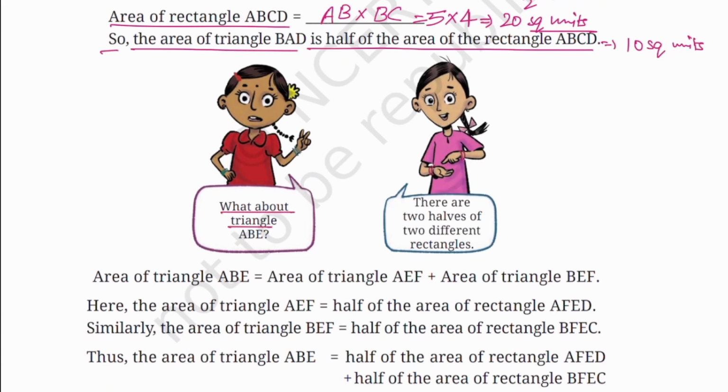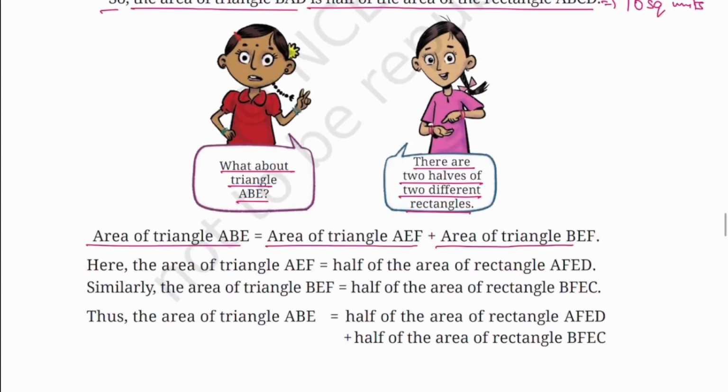What about triangle ABE? There are two halves of two different rectangles. Area of triangle ABE is equal to area of triangle AEF plus area of triangle BEF. Here, the area of triangle AEF is equal to half of the area of rectangle AFED, that is the green rectangle. Similarly, the area of triangle BEF is equal to half of the area of rectangle BFEC, that is the yellow rectangle.